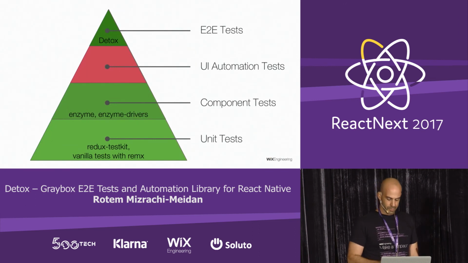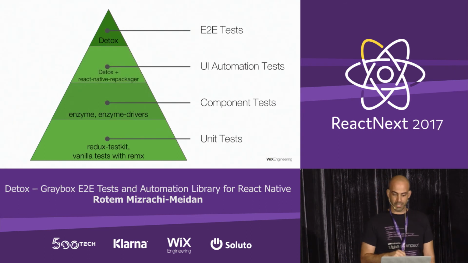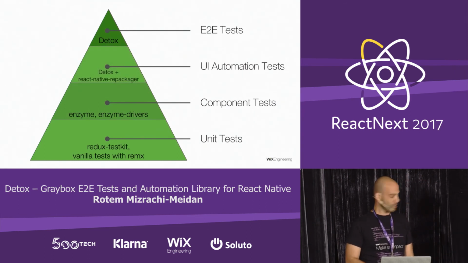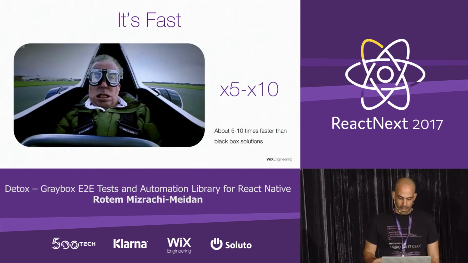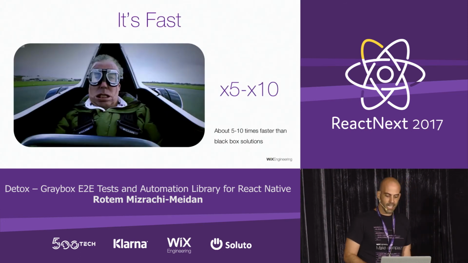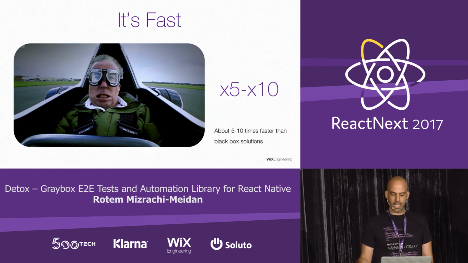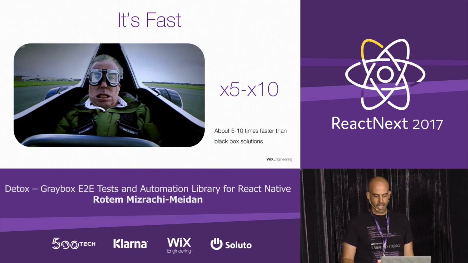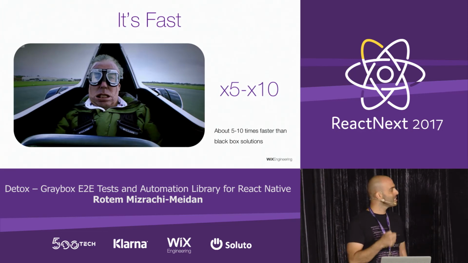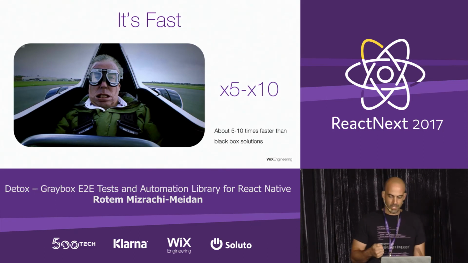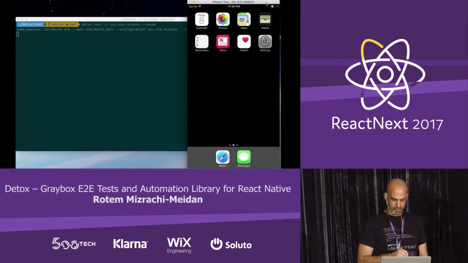So React Native Repackager turns Detox into a UI automation framework as well. The pyramid is all green. There are no excuses. We can start testing. The surprising thing is that not only is Graybox more stable than blackbox, it's also much, much faster. No more sleeps or wait untils. The code executes the millisecond the app is idle. So it's about 5 to 10 times faster than all blackbox solutions.